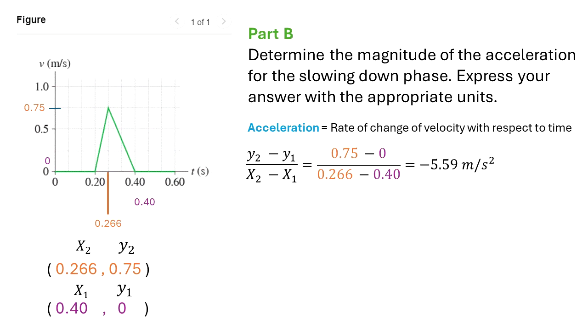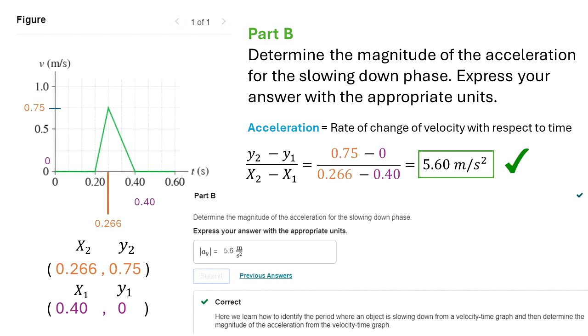Now we're also using the concept of rise over run to find the slope, that's (y2 minus y1) over (x2 minus x1), and we found that the acceleration is negative 5.59 meters per second squared. We keep the positive value since they are asking for the magnitude. Although we know that the acceleration is negative, we need to provide the positive value, which is 5.6 meters per second squared for this specific case.